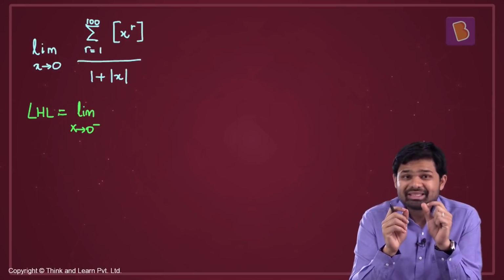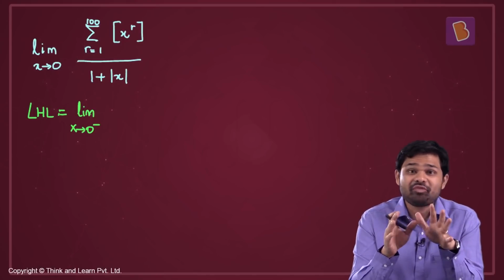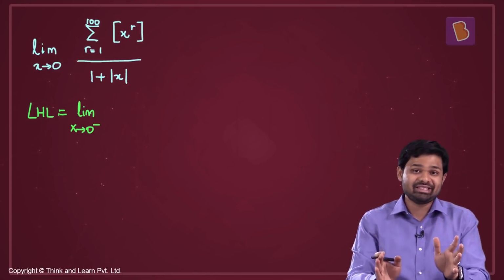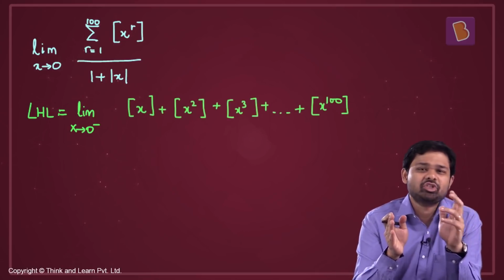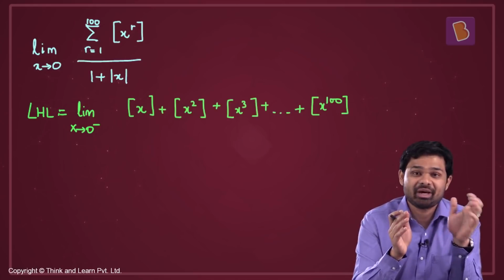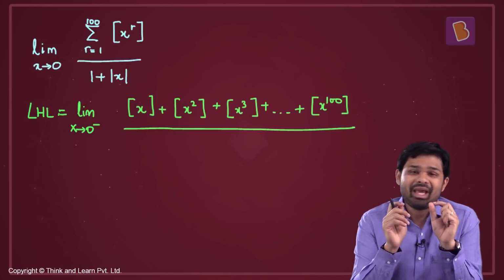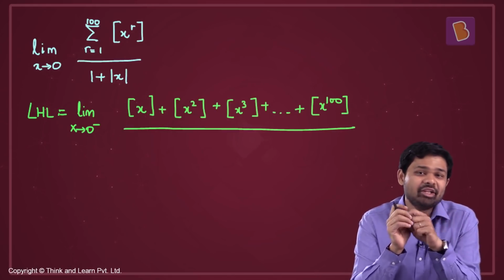Okay, so now x tends to 0 minus of, I'm going to expand the summation and write it as greatest integer of x plus greatest integer of x square plus greatest integer of x cube all the way till greatest integer of x to the power 100, divided by, now I have 1 plus mod x in the denominator.